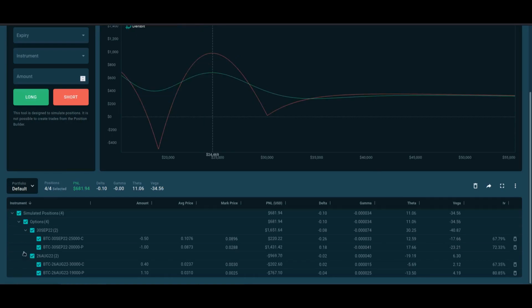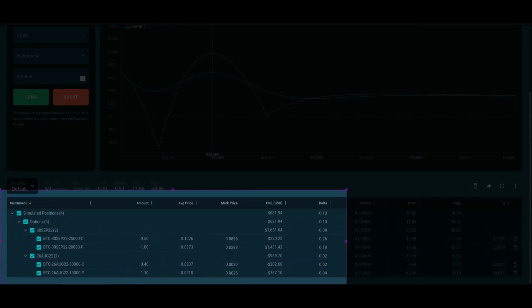A regular calendar means that you sell the same strike but a different series of options. For example, here we can see two series of options, on the time series, so we can see September and August. Expiration on the 30th of September and the 26th of August.